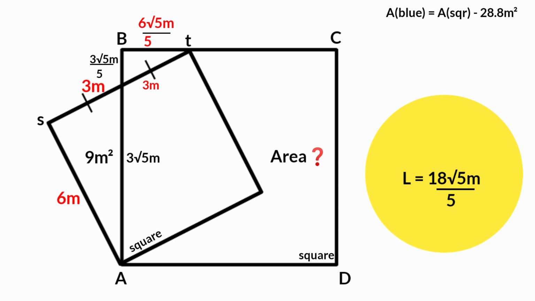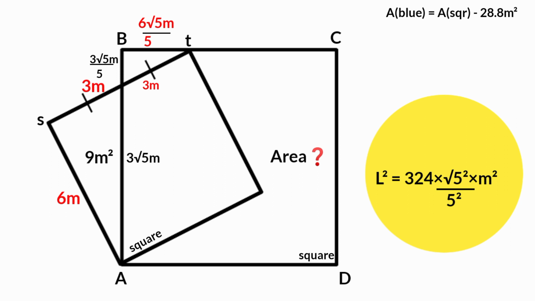Therefore, the area of the square will be the square of the length. That is 18 root 5 meters all over 5 all squared, which is equivalent to 18 squared root 5 meters squared all over 5 squared. 18 squared is 18 times 18, which I will say is the same as 18 times 10 plus 18 times 8. And 18 times 8 is also 18 times 5 plus 18 times 3. 18 times 10 is 180, 18 times 5 is 90, and 18 times 3 is 54. 180 plus 90 is 270, 270 plus 54 is 324.